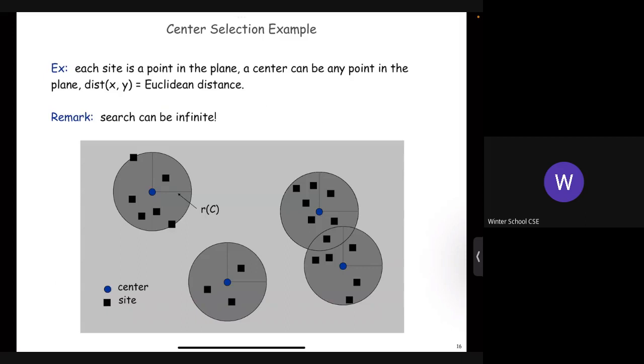Okay, so each site is a point. For example, each site is a point in the plane, and a center can be any point in the plane, and distance is the Euclidean distance, but then the search space can be infinite. Which one to place? If I don't tell you where to place it, then the choices could be infinite, which is actually true. Which location to choose for your hospitals? It is not determined, like you can only put it here. So it's a very natural constraint that we don't know a priori.